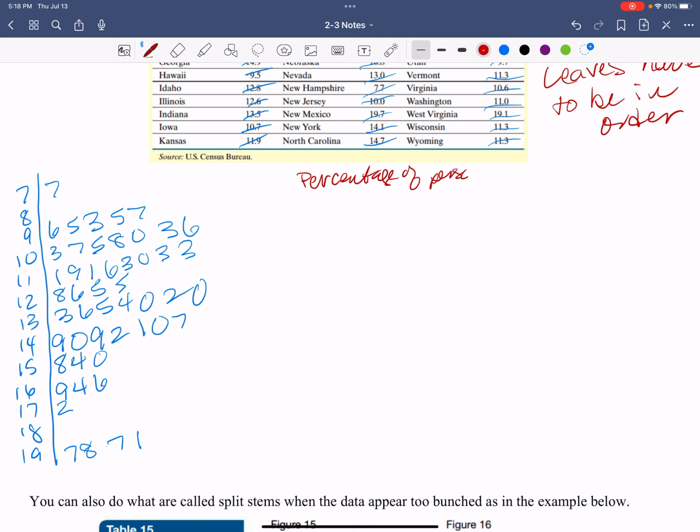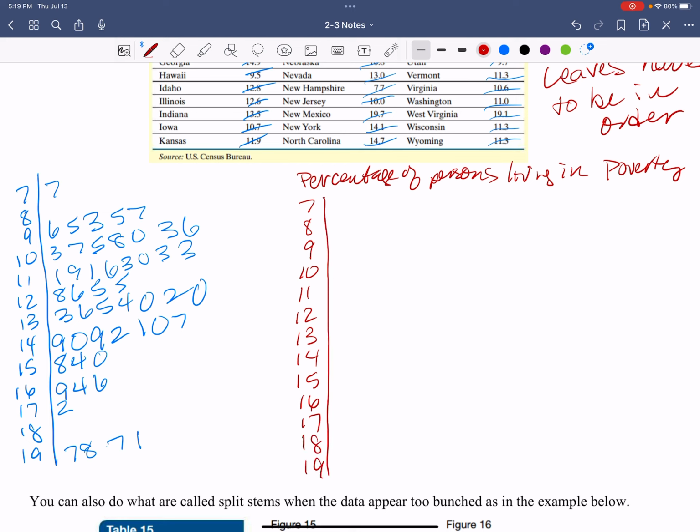Of persons living in poverty. Man, my handwriting is really bad, you guys. 7, 8, 9, 10, 11, 12, 13, 14, 15, 16, 17, 18, 19. So then you put them in order. Now 7 just has a 7.